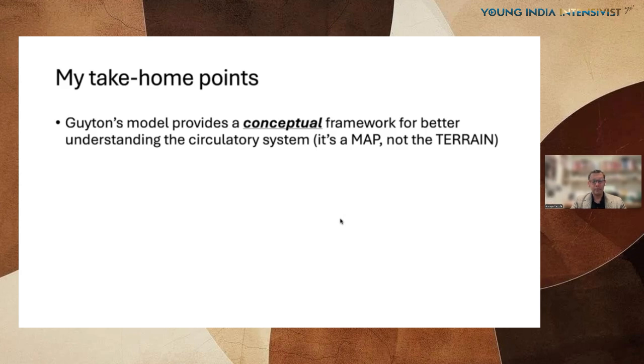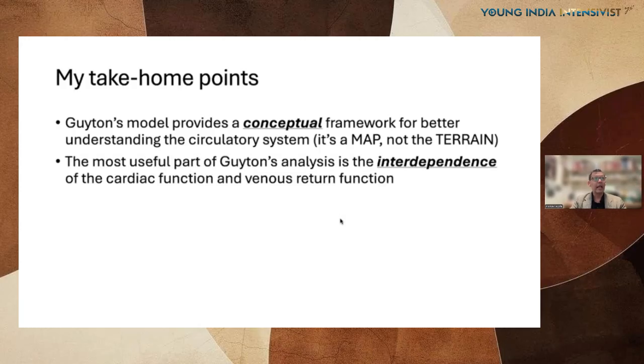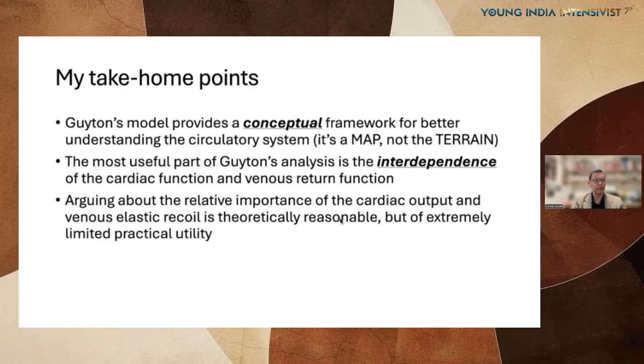So I think, and this is where I'll stop with Guyton's work, it's a conceptual framework for understanding the circulatory system. The map is not the terrain, right? So if you mistake one for the other, you're going to think the map is wrong. The interplay between the heart and the venous return is the most useful part of Guyton's framework.